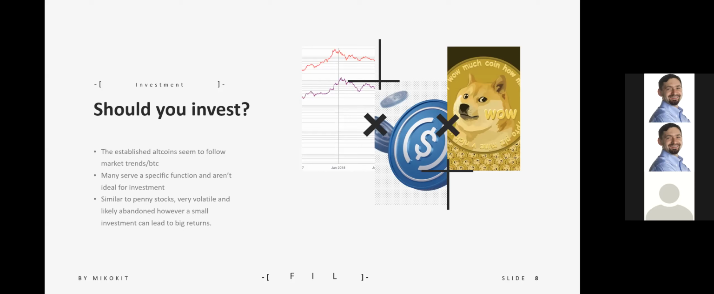So the established altcoins, the big ones like Ethereum and Litecoin, seem to follow the market trends, basically the general stock market and Bitcoin, very, very closely. If you look at the image on the left, where there are two graphs, the one on the top is Bitcoin and the one on the bottom is Ethereum. You can see that they almost look identical. When one's going up, the other one is as well.